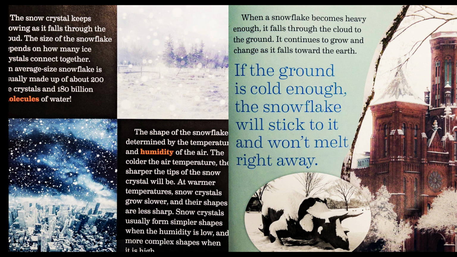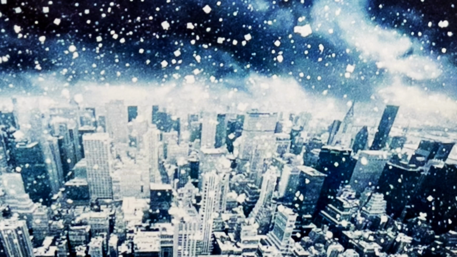The shape of the snowflake is determined by the temperature and humidity of the air. The colder the air temperature, the sharper the tips of the snow crystal will be. At warmer temperatures, snow crystals grow slower and their shapes are less sharp. Snow crystals usually form simpler shapes when the humidity is low and more complex shapes when it is high.